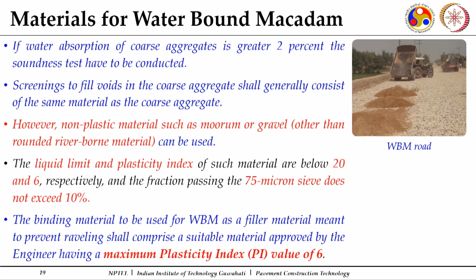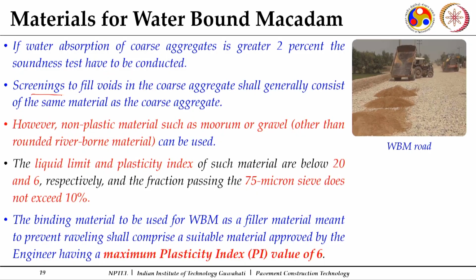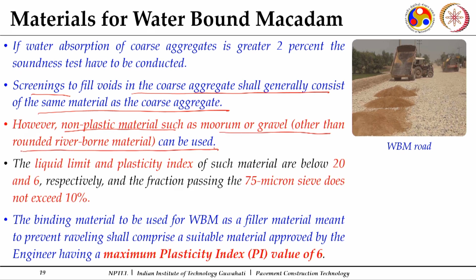Now, during the waterbound macadam construction, we have seen you need to apply the screening material and then you need to apply the binding material. So, there are also certain requirements to be considered for the screening materials. The screenings to fill in the voids of shell generally consist of the same material as the coarse aggregate. This is one important requirement. Second, it says non-plastic materials such as murram or gravel other than rounded riverborne material can be used, but this should be non-plastic material.